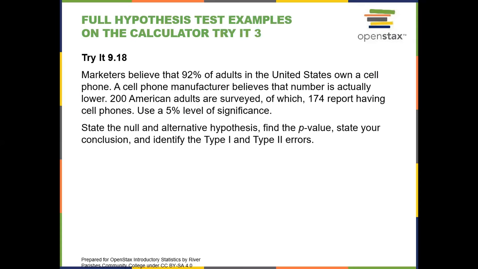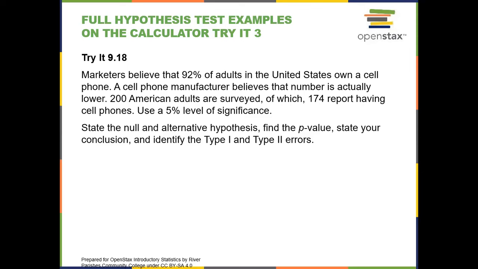Marketers believe that 92% of the adults in the United States own a cell phone. A cell phone manufacturer believes that this number is actually lower. 200 American adults are surveyed, of which 174 report having cell phones. So my N is 200, my number of successes is X, the smaller of the numbers, 174. Use a 5% level of significance. So stat, test, when there are two numbers, it's a one prop Z test. Highlight test and scroll down to one prop Z test.